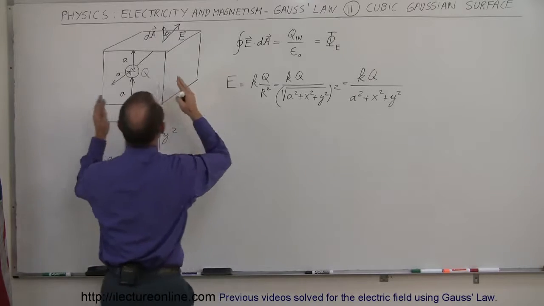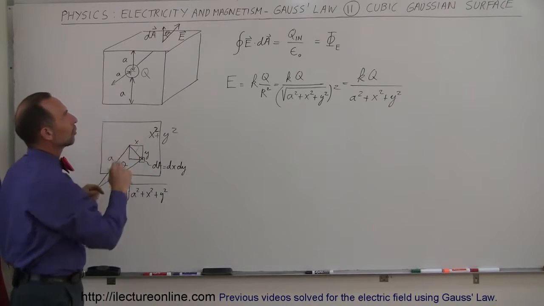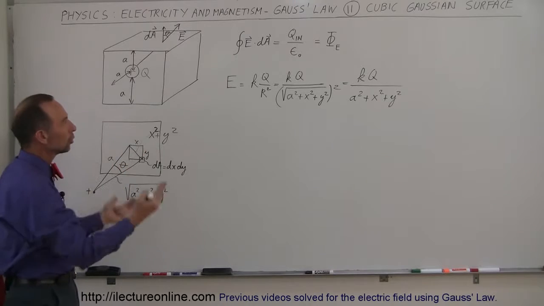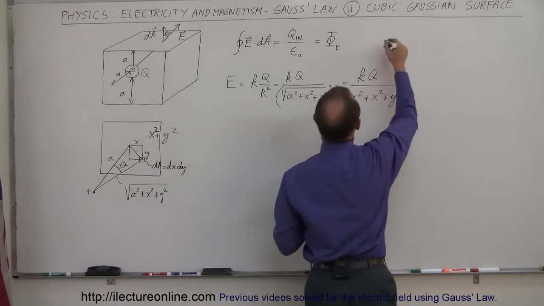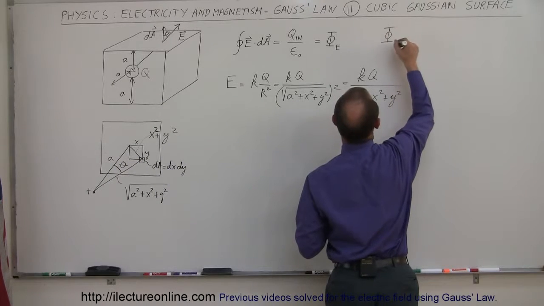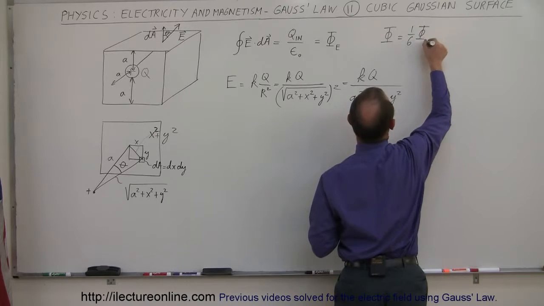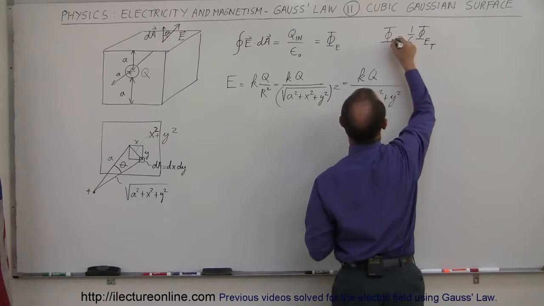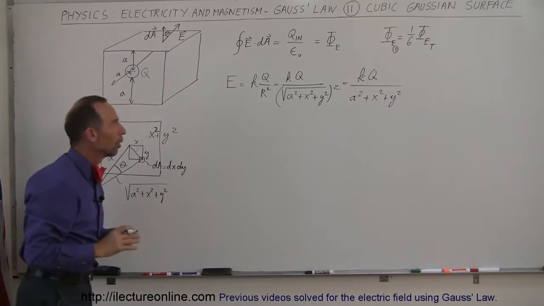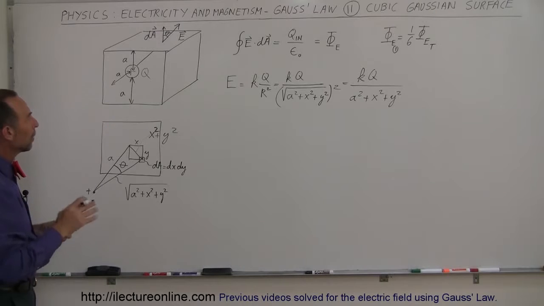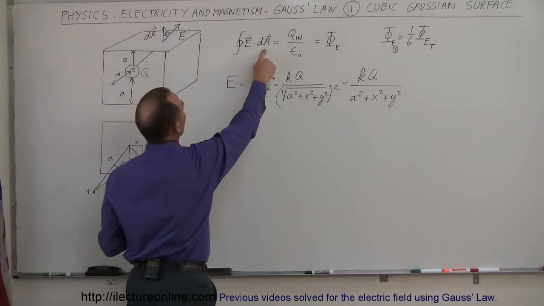And since there's 6 cubes and each cube is the same distance away from the central charge, each face would have 1/6 of the total electric flux through it. So we can assume that the electric flux through one of the faces is equal to 1/6 the total flux going through all the sides. All right, now what we want to do is calculate what E dot dA is.